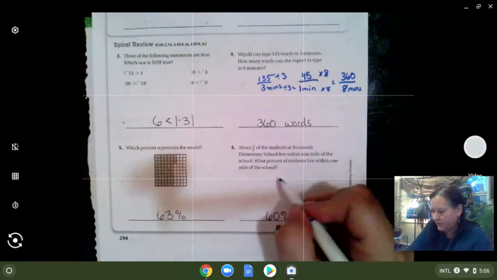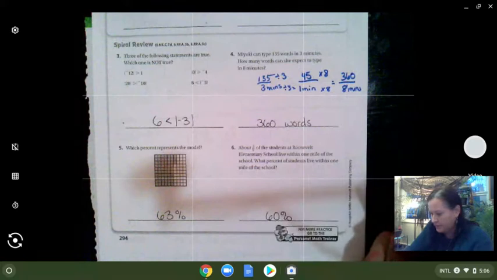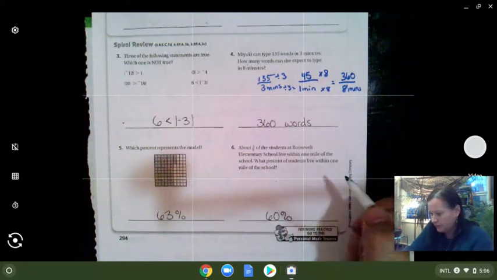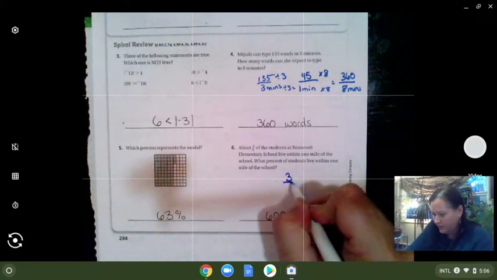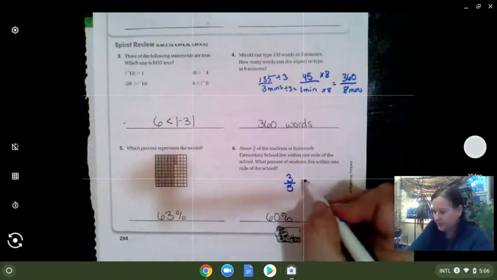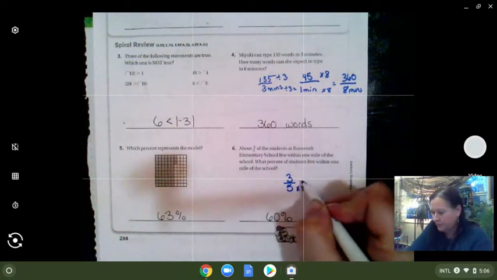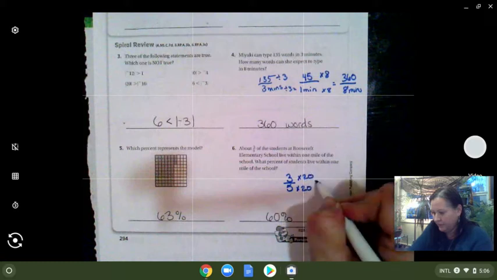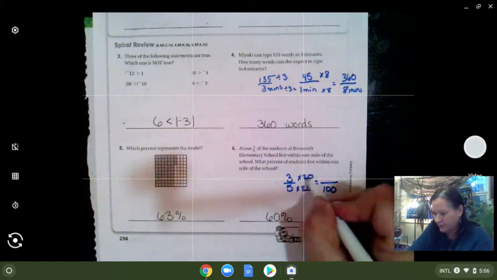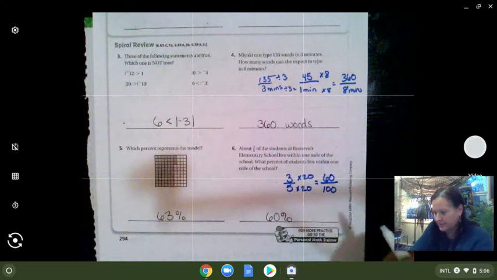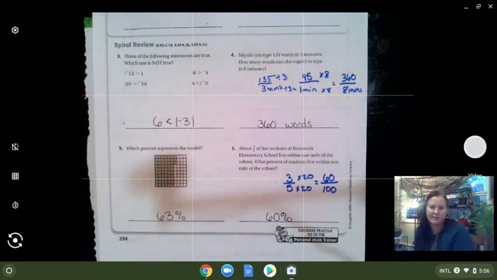So it's 3/5 of the students. 3/5. So we have to see what would 3/5 be as a percent. So we're going to make the bottom number into 100. I know that 5 times 20 is 100. So 3 times 20 is 60. 60 100ths is the same as 60%.